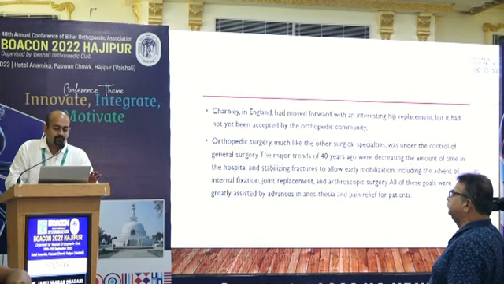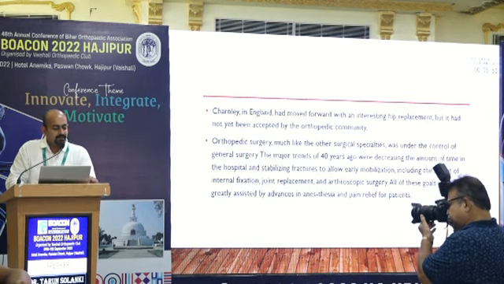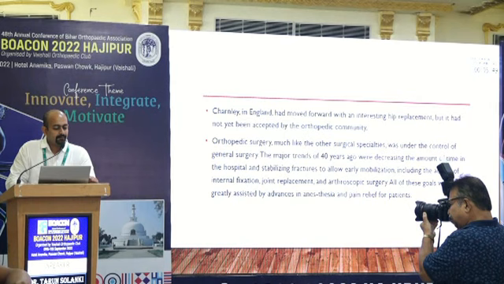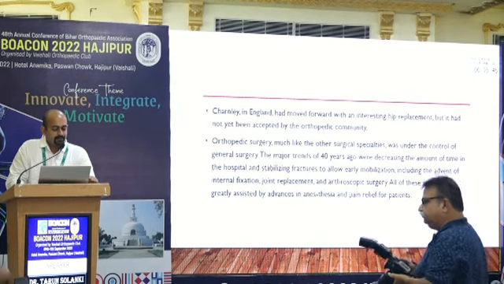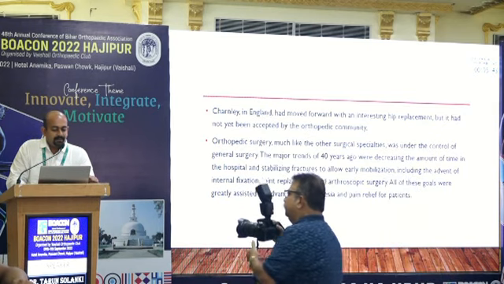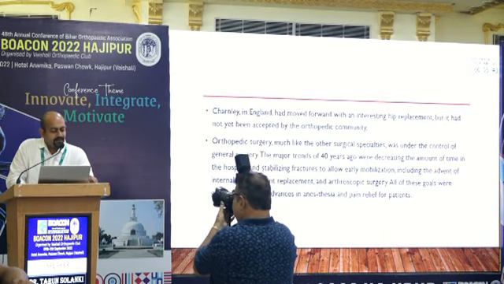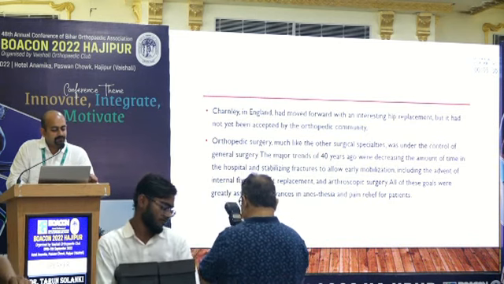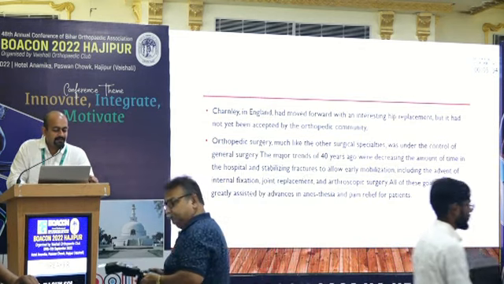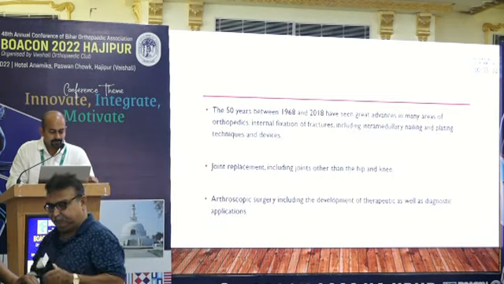Charnley in England had moved forward with an interesting hip replacement, but it had not yet been accepted by the orthopedic community. Orthopedic surgery, much like other surgical specialties, was under the control of general surgery, and including the advent of internal fixation, joint replacement, and arthroscopic surgery, all these goals were greatly assisted by advances in anesthesia and pain relief for patients.